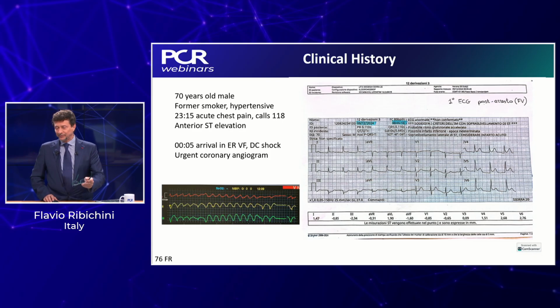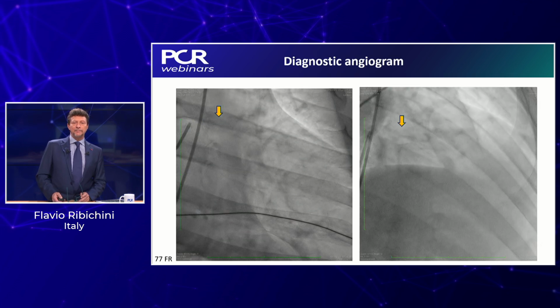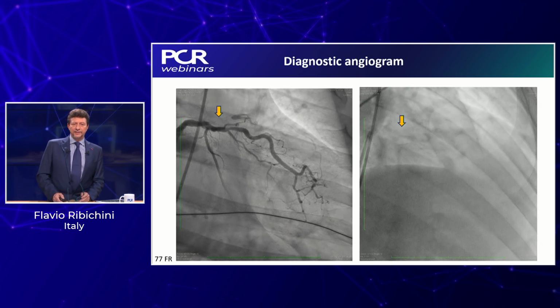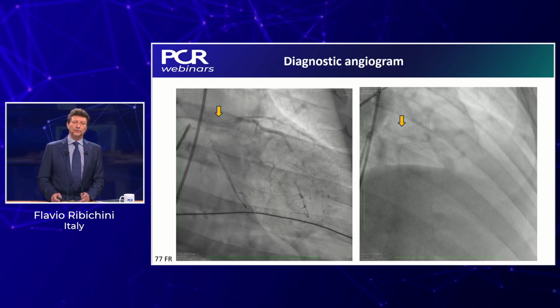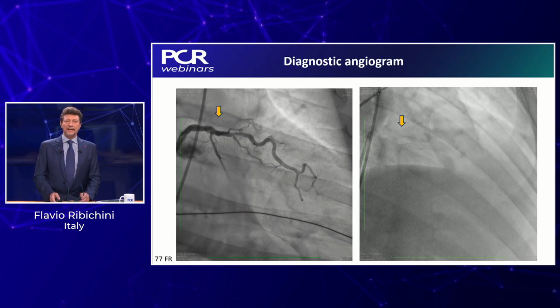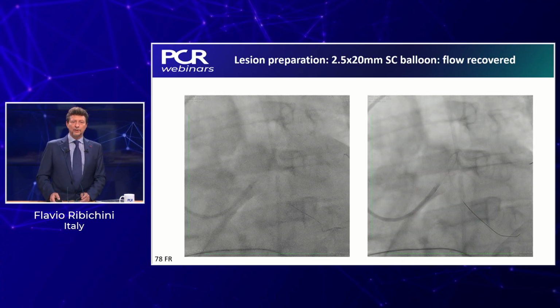So here we go. It's a 70-year-old male with acute MI. He's assisted by the emergency system, and he has fibrillation during the admission in the emergency room. You see there is an acute MI, anterior MI. It's in the night. And one of my young colleagues performs the case, and you see it's a total occlusion of the proximal LAD. It's a thrombotic proximal occlusion.